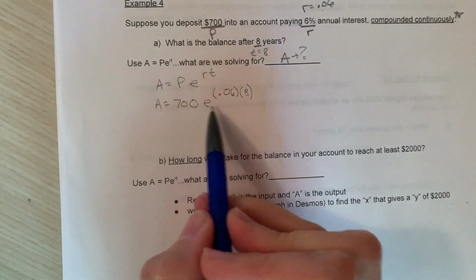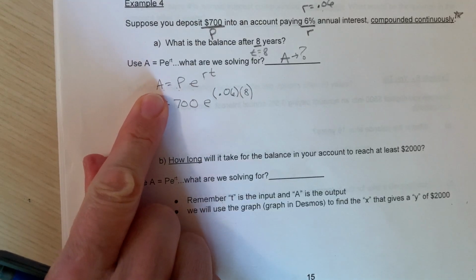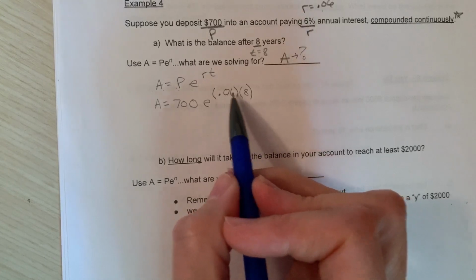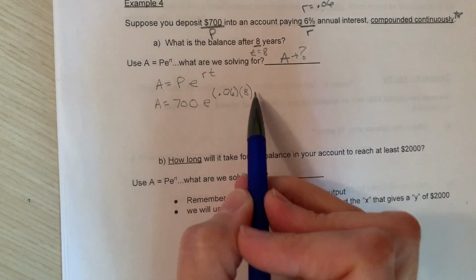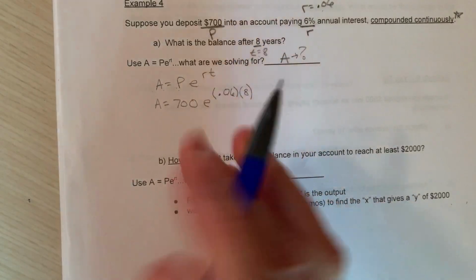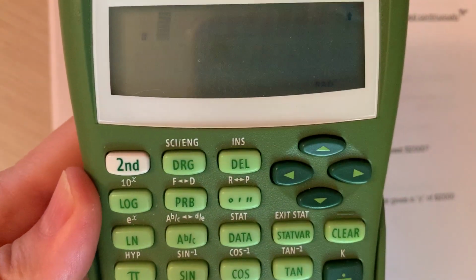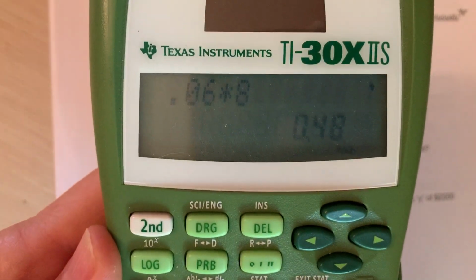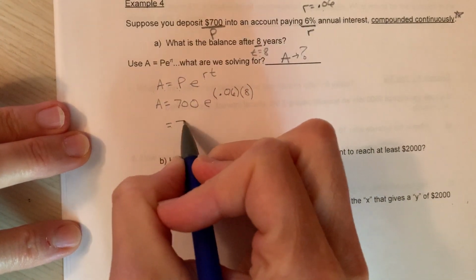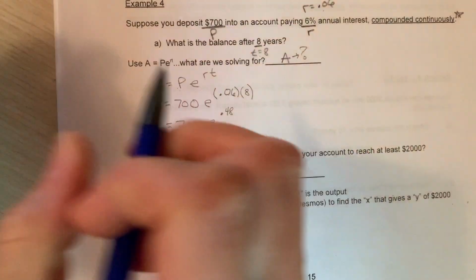Now, you can punch all this in your calculator. Notice those are all numbers. So I could put that in the calculator and simplify it. I'm going to recommend you multiply these two numbers first, because you can get into some mistakes if you don't punch this in exactly. So I'm going to say let's put 0.06 times 8 in our calculator first, and we get 0.48. So I'm going to keep going here. A equals 700 e to the 0.48.